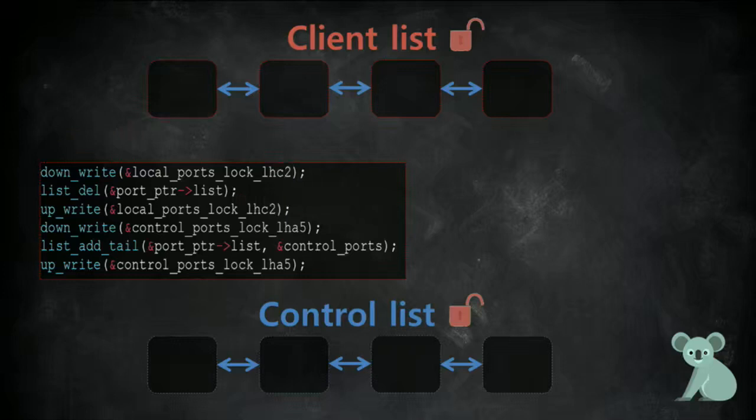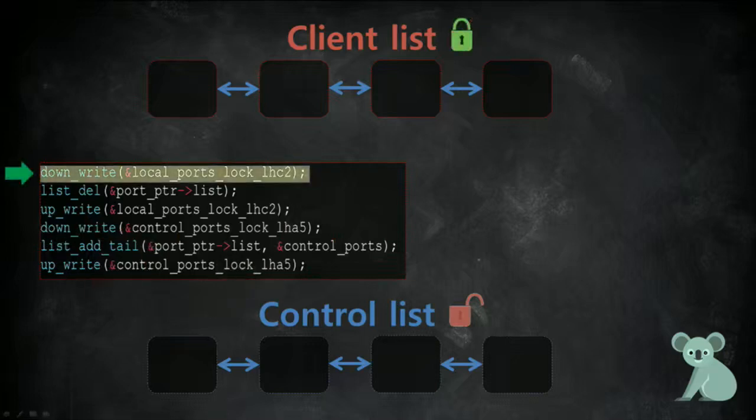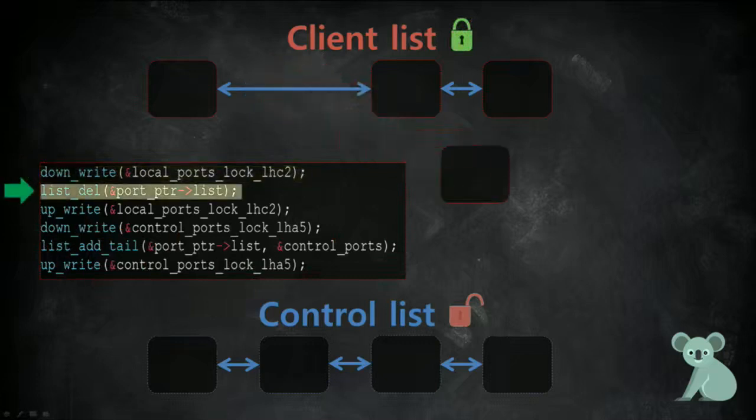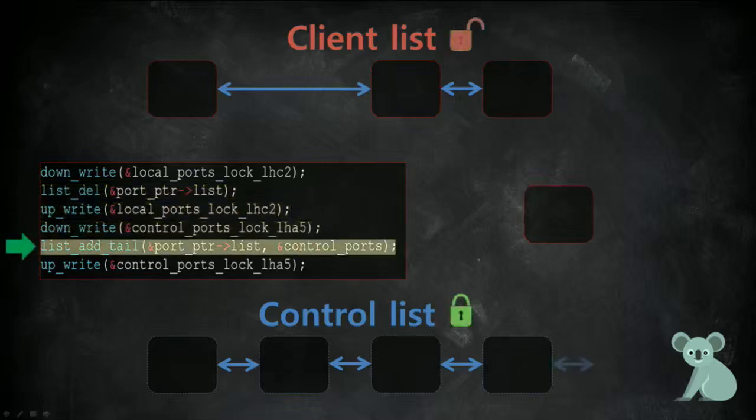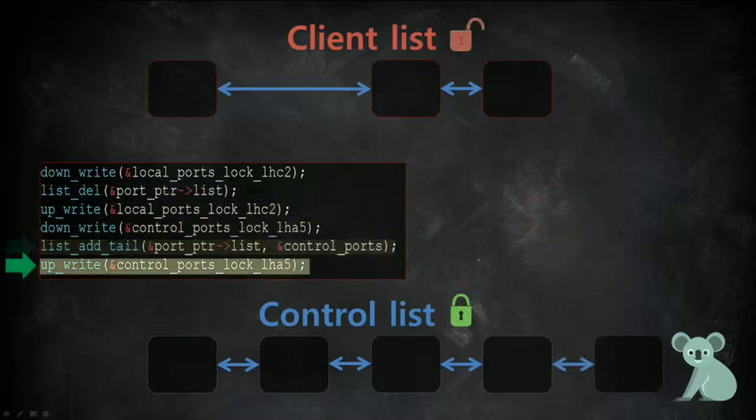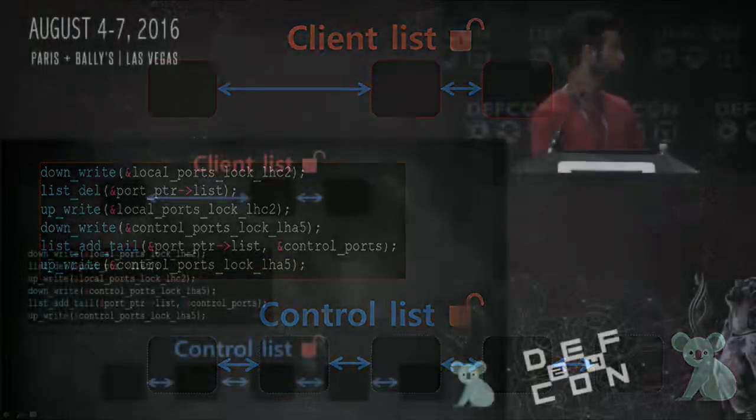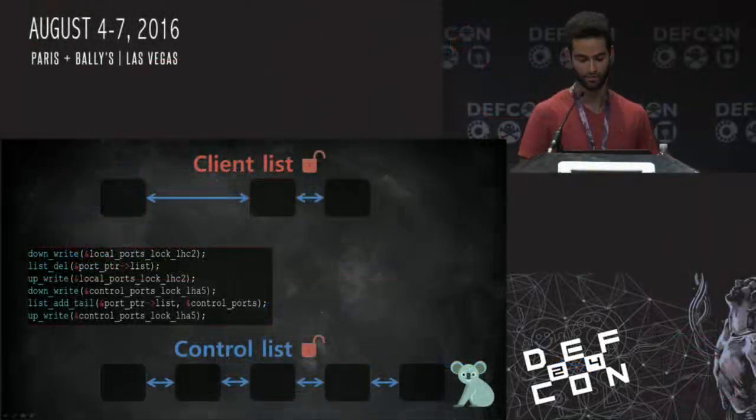That's because we modify the list. And then we take the object out from this list. Then we unlock the client list. We lock the control list. We add our object to the control list, and then we unlock the control list. So let's examine it: locking the client list, taking the object out from this list, unlocking the client list, locking the control list, adding our object there, and then unlocking the control list. Pretty straightforward, and in this flow, nothing was problematic.